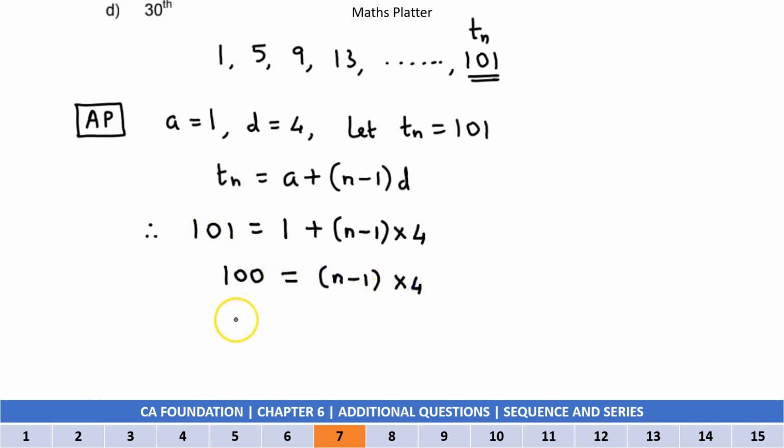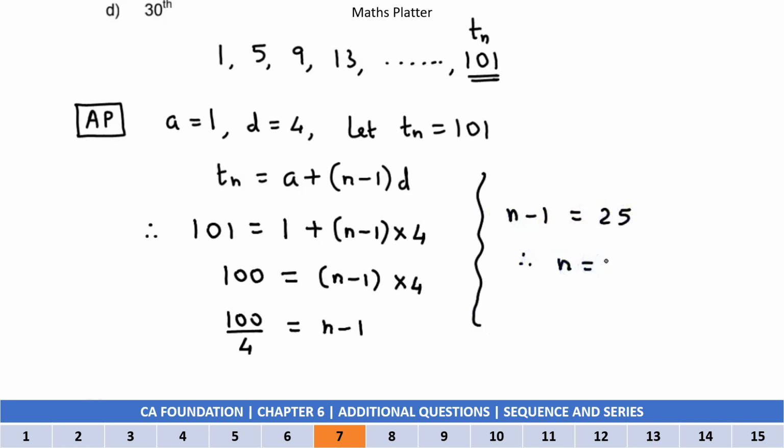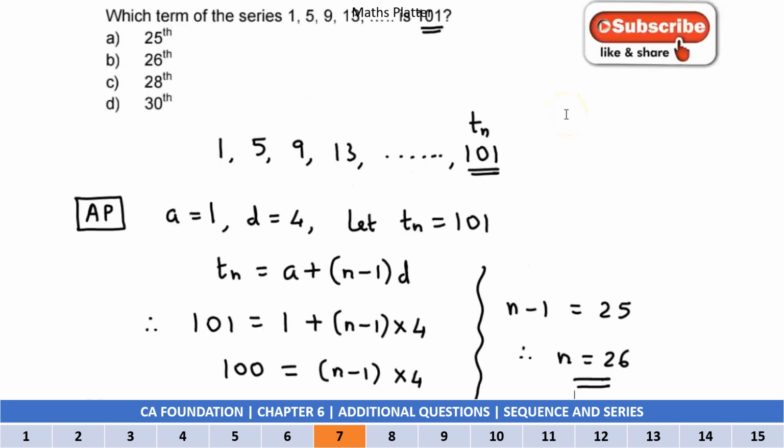Now dividing by 4, we have 100 divided by 4 is equal to n minus 1. So from here we get n minus 1 is equal to 25. So therefore n is equal to 26. That is, 101 is the 26th term of this AP. So the correct answer to this question is option B, 26th term.